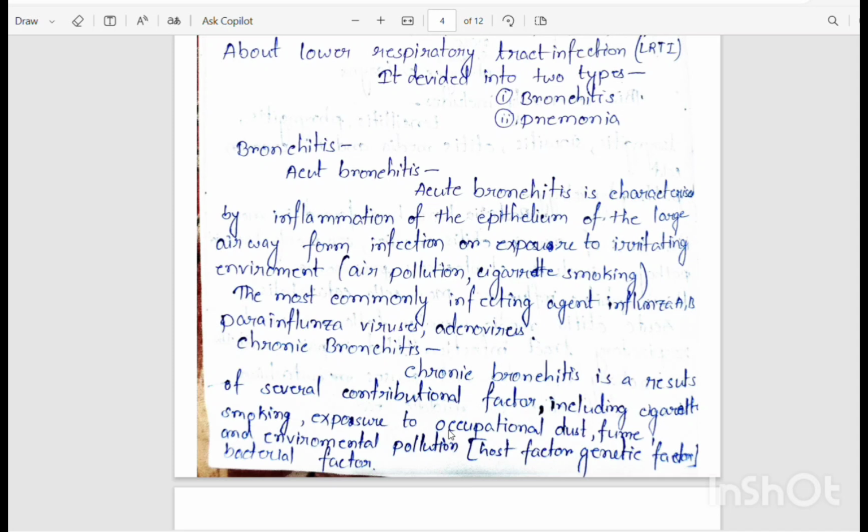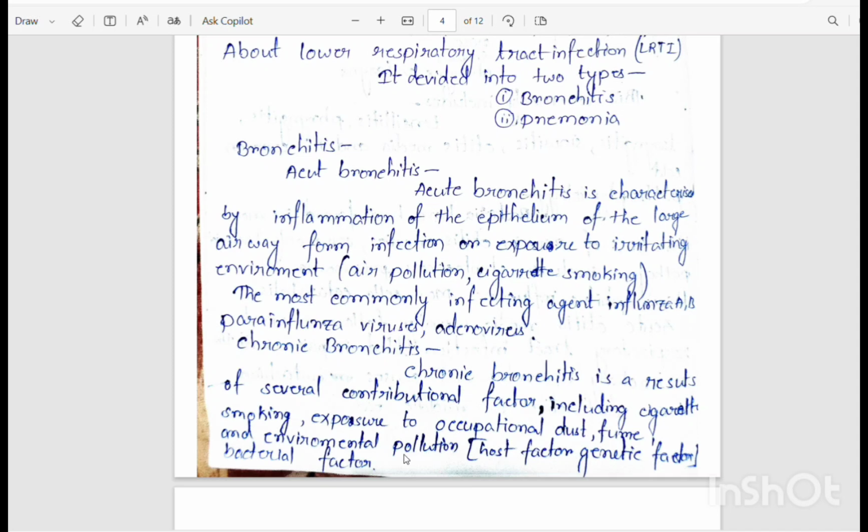The second one is exposure to occupational dust. If a person works in a chemical industry, dust industry, or pollutant industry, then the person can suffer from chronic bronchitis. Then there are fumes, meaning bad smells, like the smell in the smoking industry, cigarette smoke, and many chemical smells, and environmental pollution, the kind of pollution taking place in our environment on a daily basis.